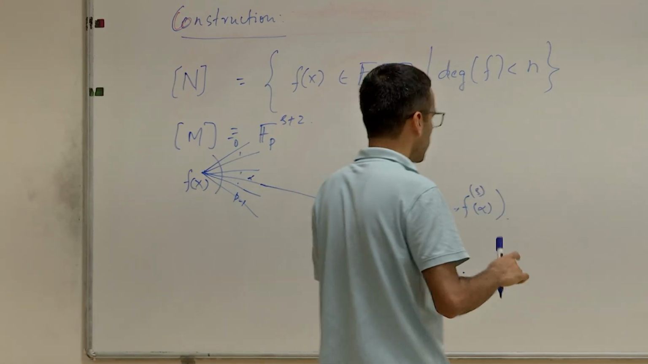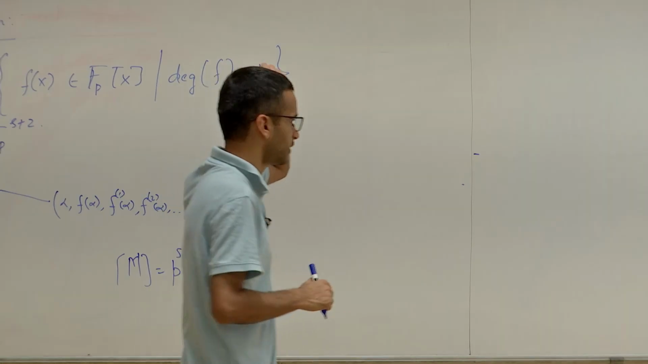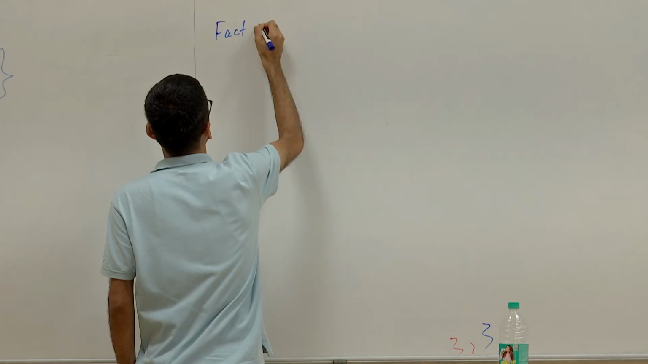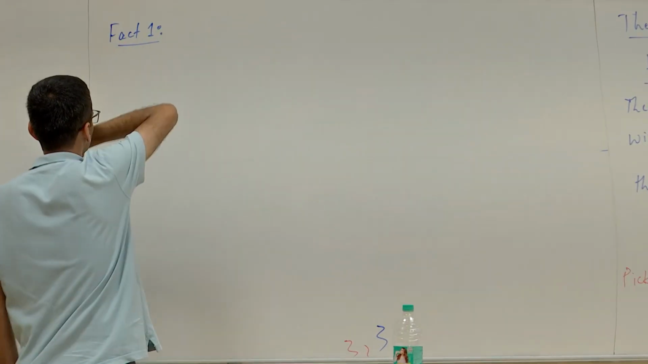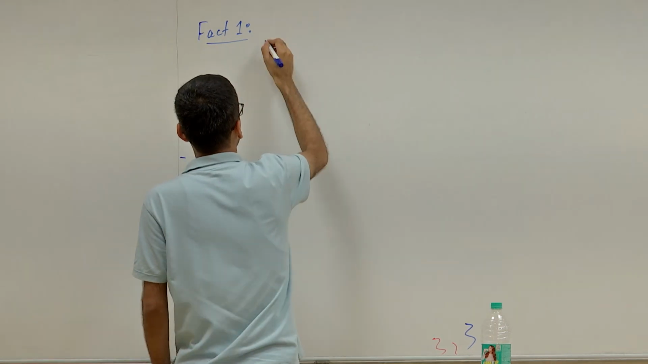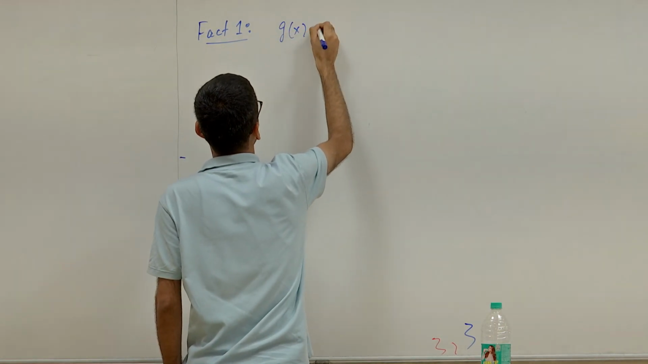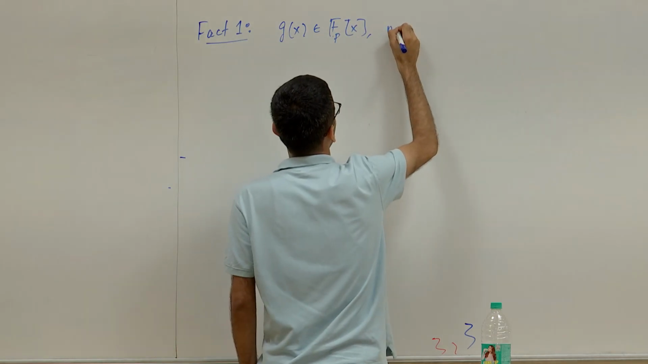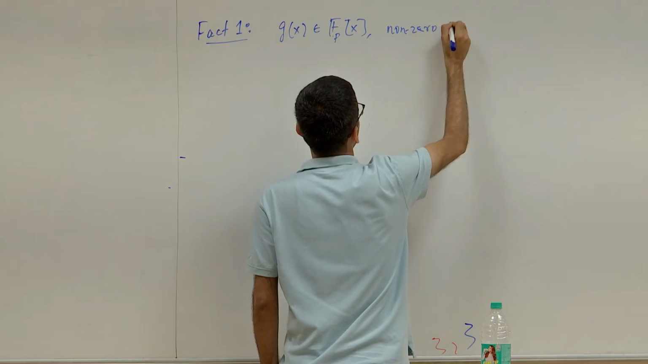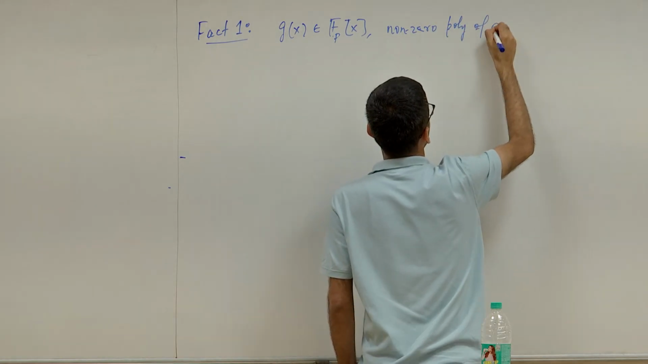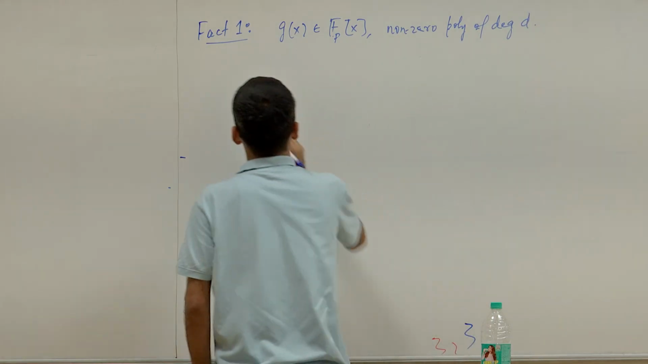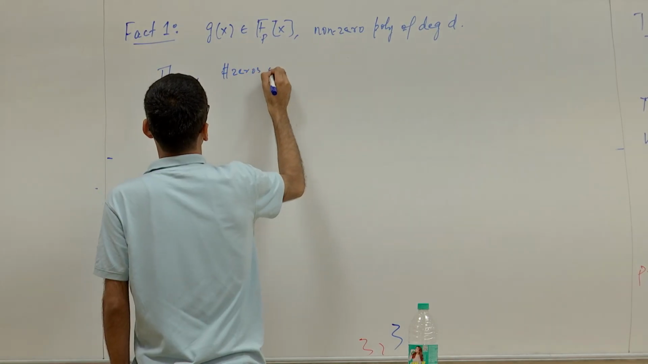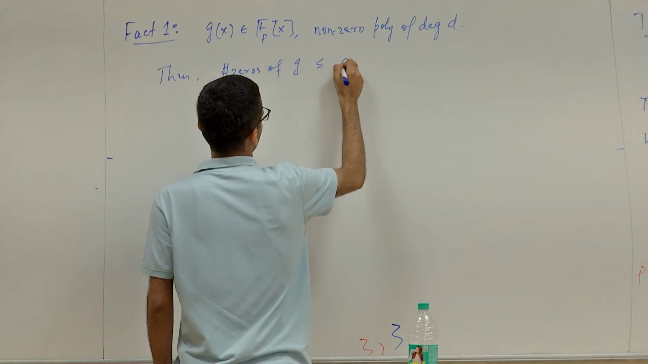Okay, so before going further, I want to elaborate on the fact that I had stated. So let me first write that formally. Here's fact 1. Let's say g of x, in F_p adjoin x, is a non-zero polynomial of degree d, then the number of zeros of g is upper bounded by d.